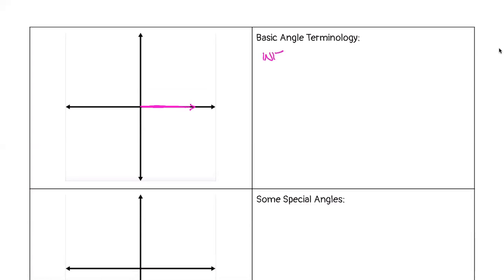So the initial side is along the positive x-axis, right? And however big we want this angle to be, it could be an acute angle, it could be an obtuse angle, but whatever we choose it to be, let's say we had an obtuse one, maybe like this. Okay. Then this side is called the terminal side.